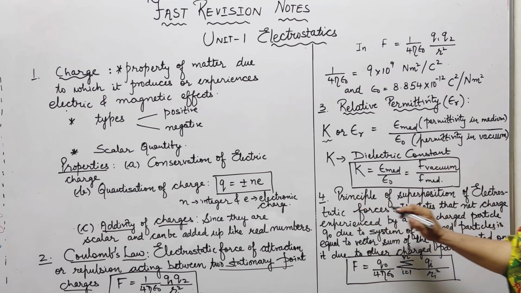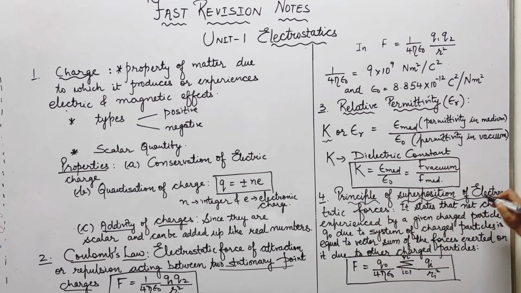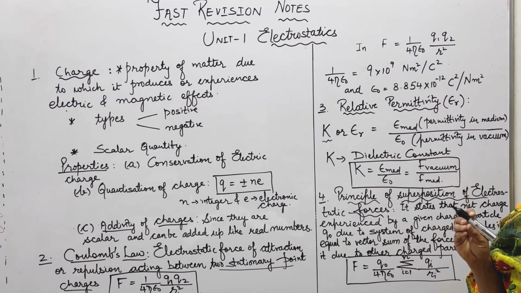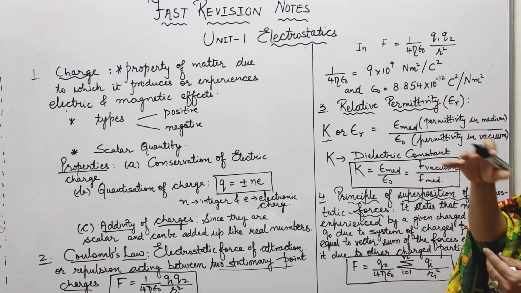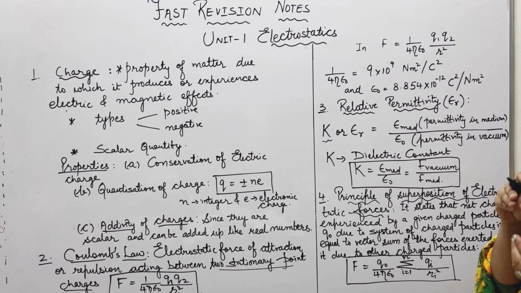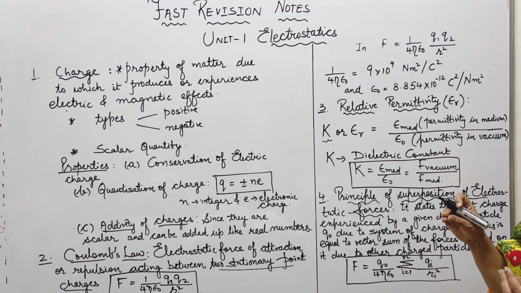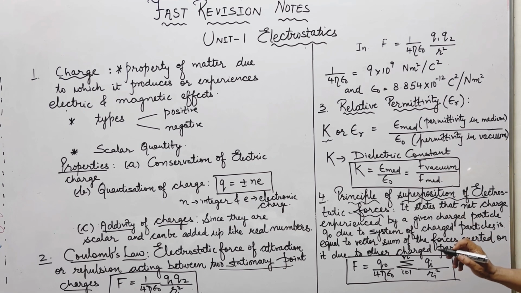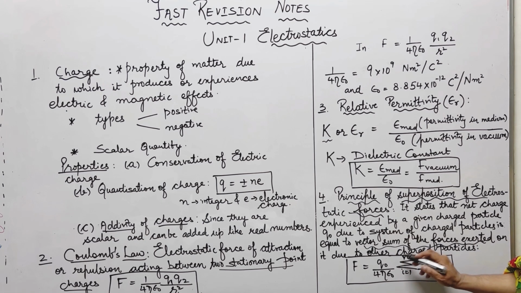The next is the principle of superposition of electrostatic forces. According to it, if Q naught is any charge and it is surrounded by a number of charges, then the force experienced by Q naught due to all those charges can be added up according to the vector sum of the forces, and this is given by summation i from 1 to n of qi upon ri square.